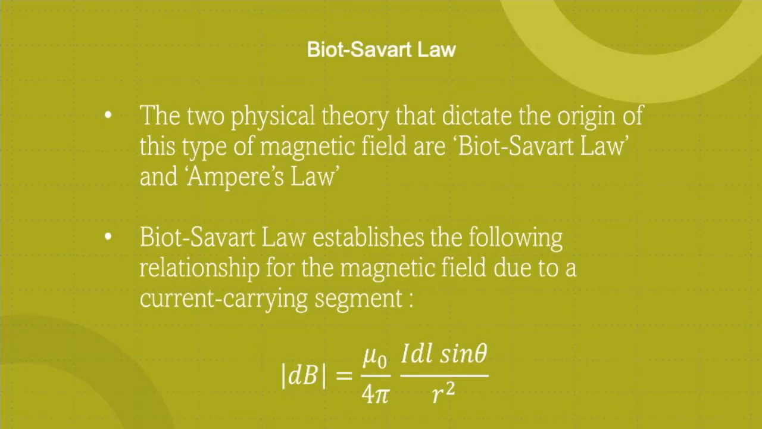The Biot-Savart law is interesting. The two physical theories that dictate the origin of the type of magnetic field are the Biot-Savart law and the Ampere law. Biot-Savart law establishes the following relationship with the magnetic field due to current carrying segment. The total magnetic field is the sum of the vector at any point within the EMF, also described as the superposition of the EMF. In either expression, R can be interchanged with the number of loops within the circuit as represented by N, depending on the strength of the power source and the series one is running.